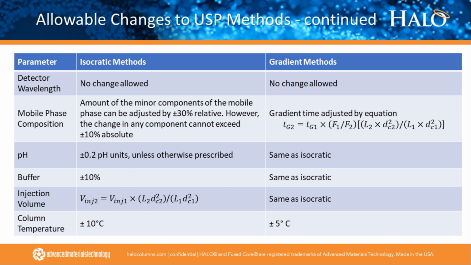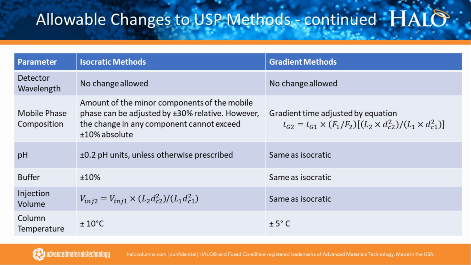And pH for isocratic methods can be changed by plus or minus 0.2 pH units unless otherwise prescribed by the method. The buffer can be changed by plus or minus 10%. That's the same for isocratic and gradient. The injection volume can be scaled. That's the same for both isocratic and gradient. And for column temperature, that can be changed by plus or minus 10 degrees for isocratic methods and plus or minus 5 degrees for gradient methods.